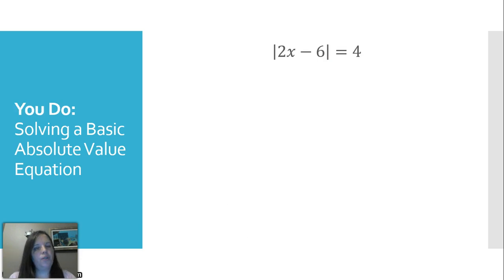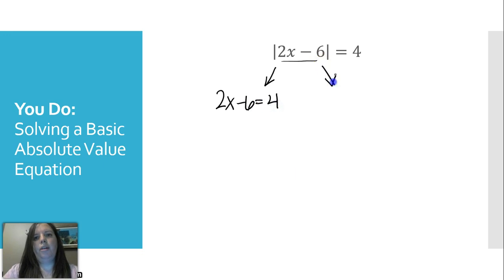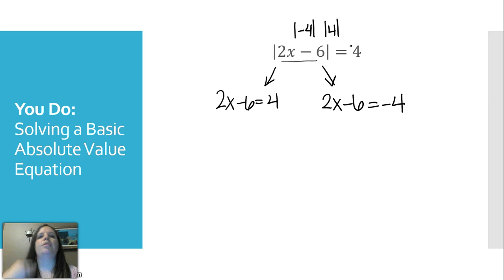So now it's time for you to try one on your own. So pause the video and think about what we just looked at. So again, if we look at this portion inside the absolute value, what do we know has to be true? We know that either this equals the positive value, or this portion has to equal the negative value. Because it has to be the absolute value of negative 4 or the absolute value of 4 is what we need to end up with to equal positive 4. So solve each of these equations individually.